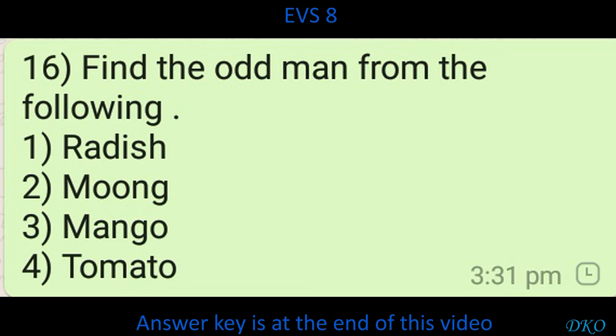Question number 16. Find the odd man out from the following. Option number 1 is radish, option number 2 is moong, option number 3 is mango, and option number 4 is tomato.